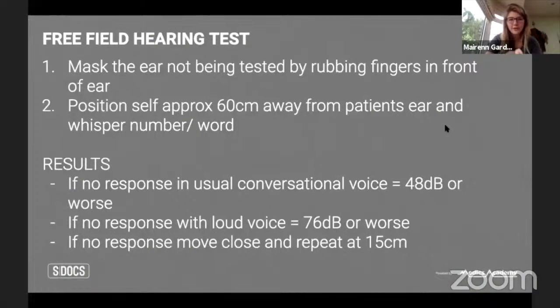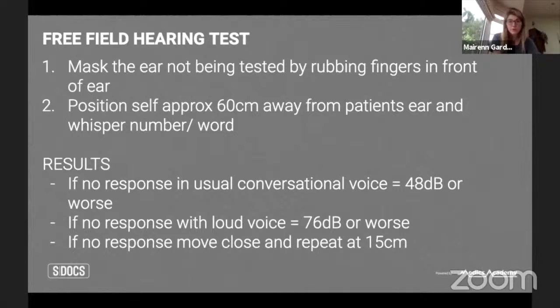Then you'd go on to do free field hearing. Free field hearing is quite crude, but good to do. The way you do it is you would mask the ear that is not being tested by rubbing the fingers in front of the ear. So you kind of go like this to create a masking sound in front of the ear that you're not testing. You would position yourself 60 centimeters away from the patient's ear and whisper a number or word that you've pre-agreed with into their ear. So you would stand this side of the patient while doing this in the other ear.